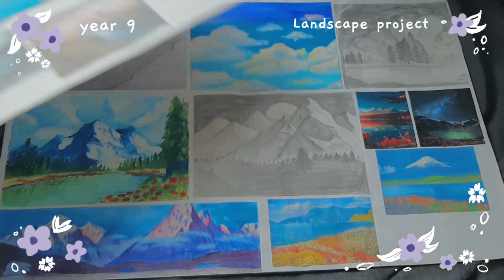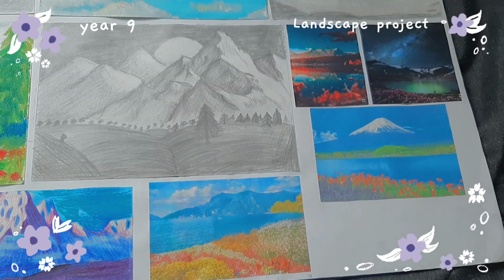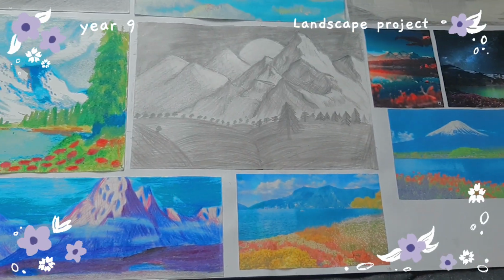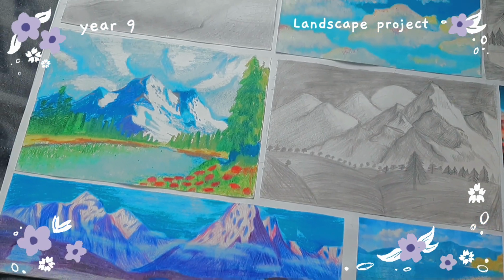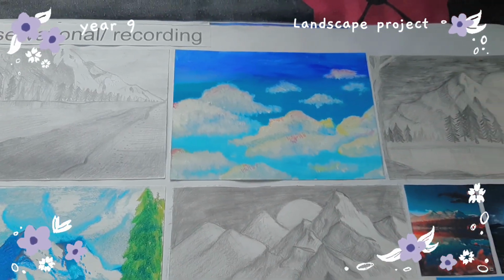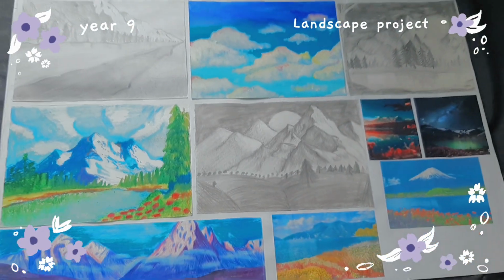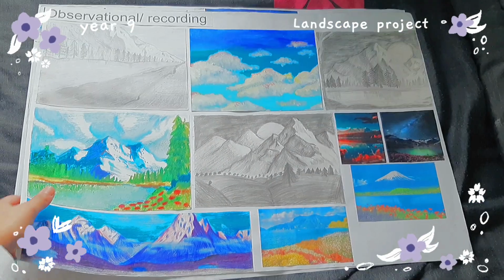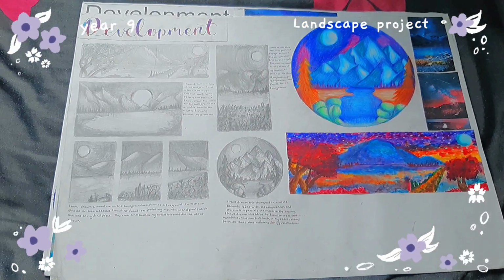Now moving on to the second observational sheet. This page is definitely better than the other one, I must say. I did multiple drawings using, of course, multiple mediums from graphite, oil pastels, coloring pencils, and of course acrylic. Now moving on to the development pages.